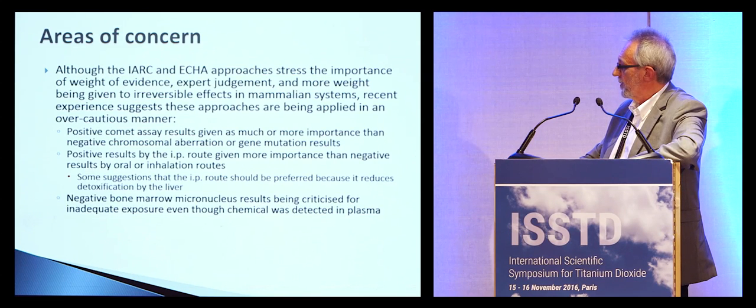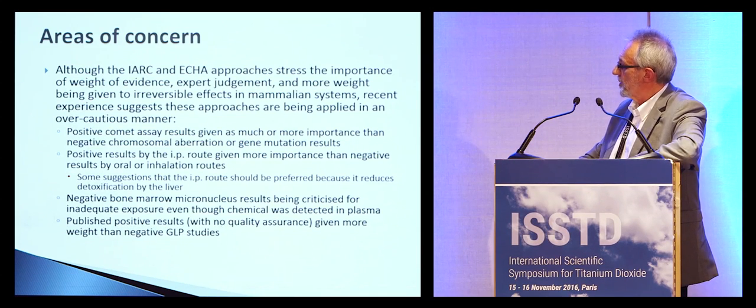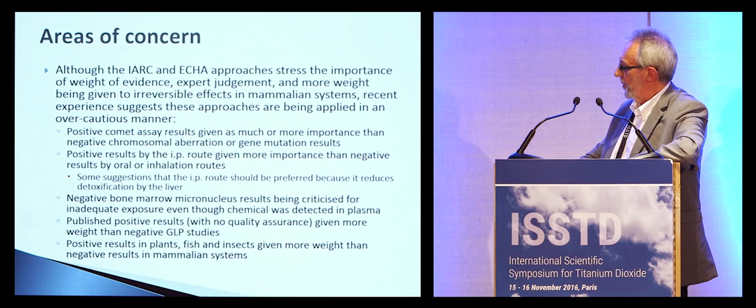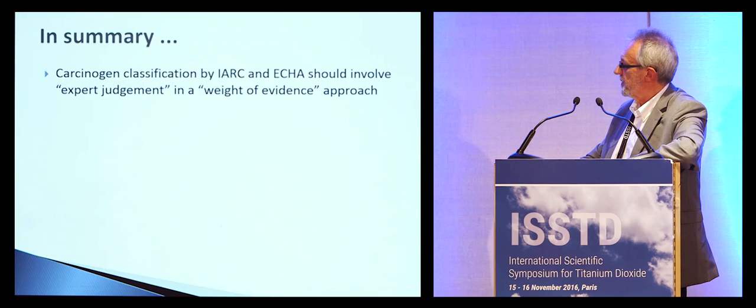Negative bone marrow micronucleus results being criticized for inadequate exposure, even though the chemical was detected in the plasma. Published positive results with no quality assurance are given more weight than negative GLP studies, and positive results in fish, plants, and insects are given more weight than negative results in mammalian species.